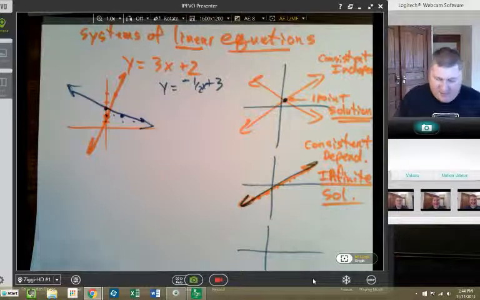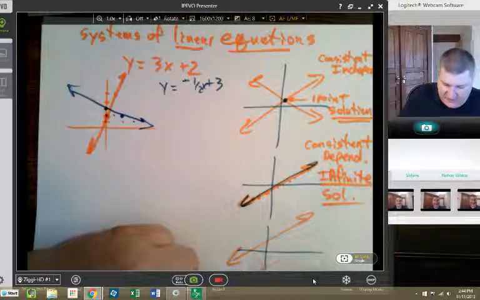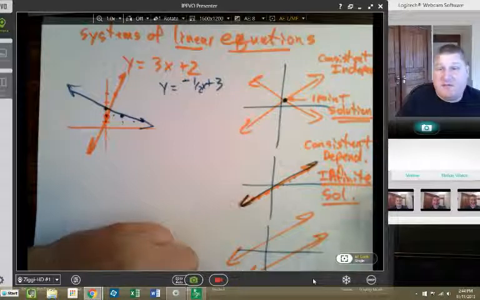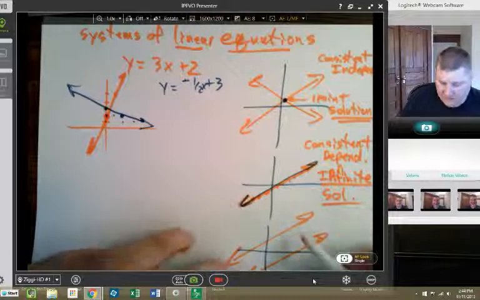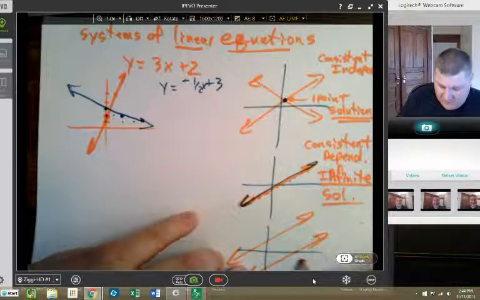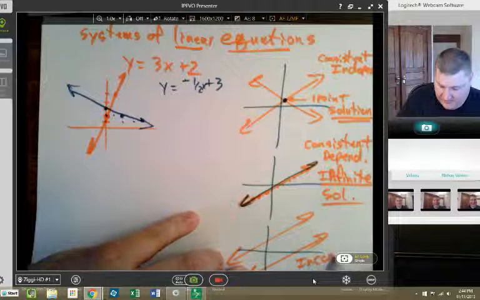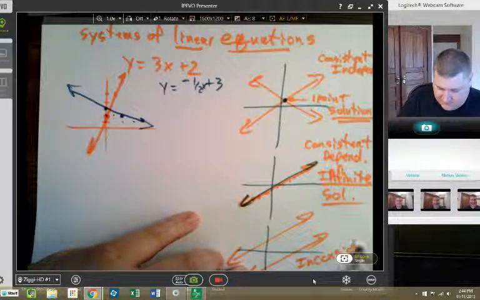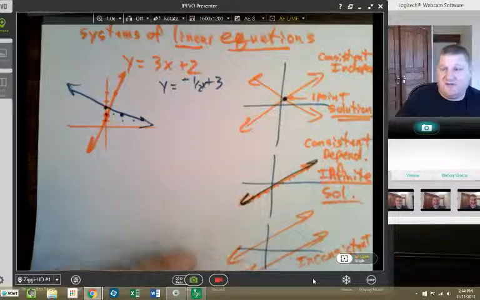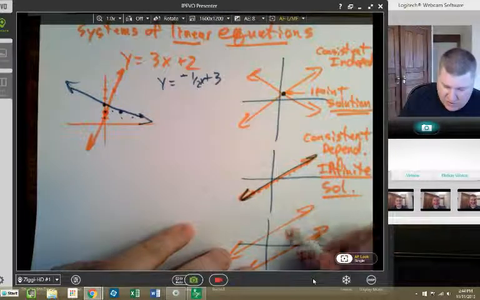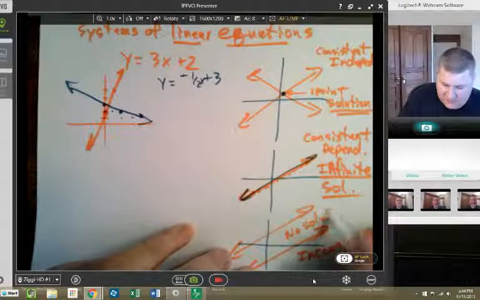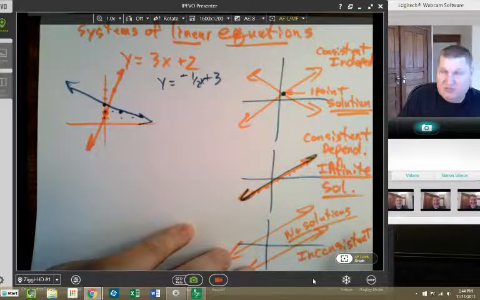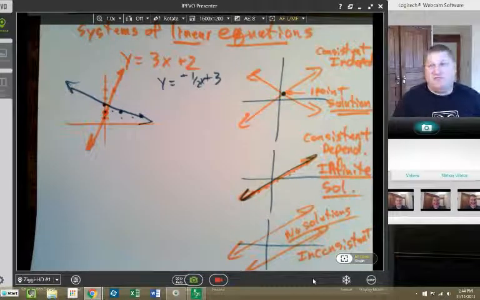Now, the other way lines can be related is I could have two lines and they could look like this and be parallel. If two lines are parallel, the system is called inconsistent. And an inconsistent system has no solutions. No solutions because they never, ever touch.